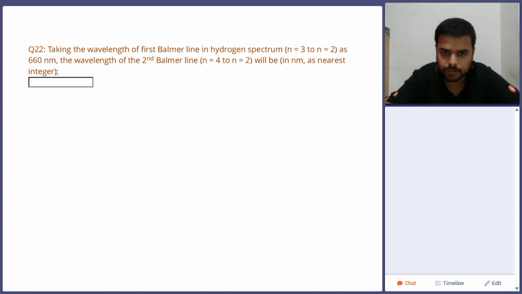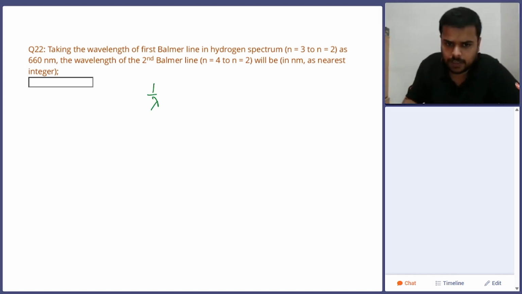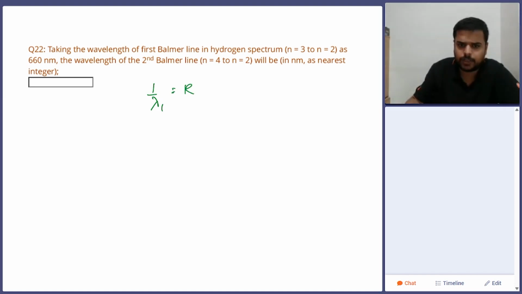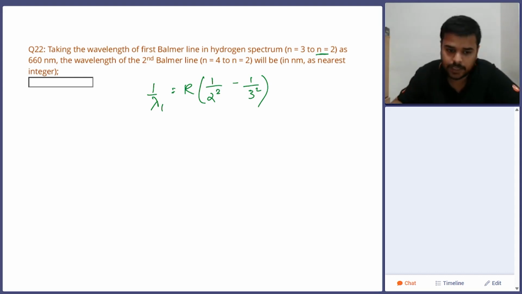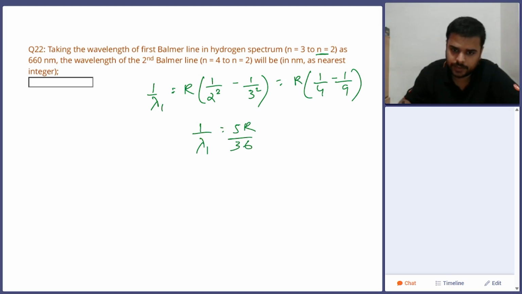Taking the wavelength of the first Balmer line in the hydrogen spectrum as 660 nanometer, the wavelength of the second Balmer line will be. This is a question from modern physics. So we just have to apply the formula. 1 by lambda 1 is equal to Rydberg constant R times (1 by 2 square minus 1 by 3 square), right? 1 by n final square minus 1 by n initial square. Solving this, it will become 1 by 4 minus 1 by 9. So 1 by lambda 1 will be equal to 5R by 36.